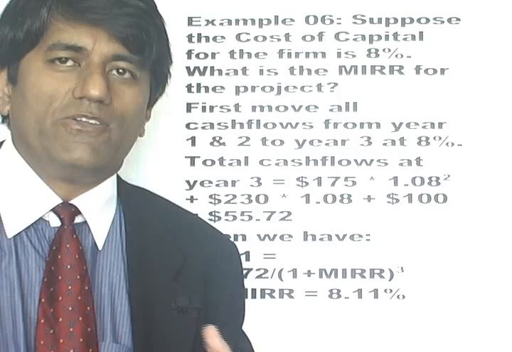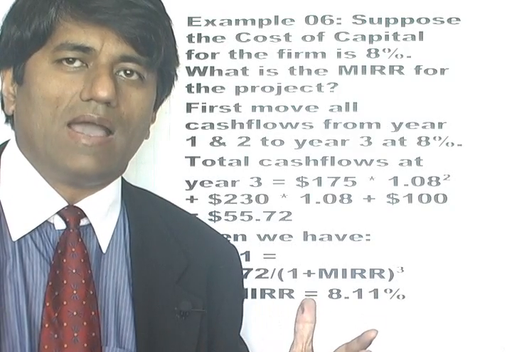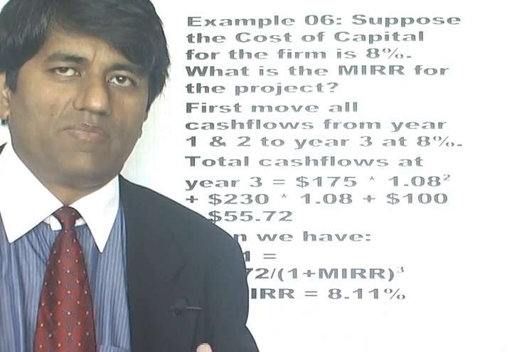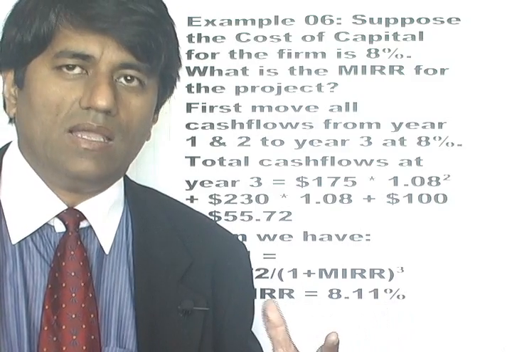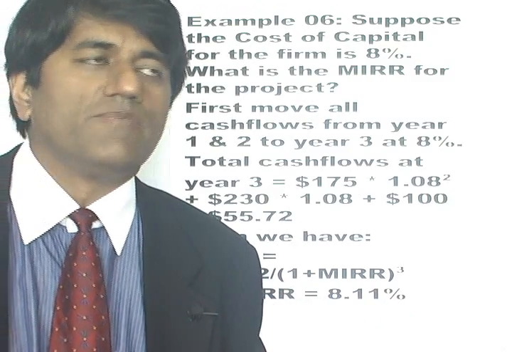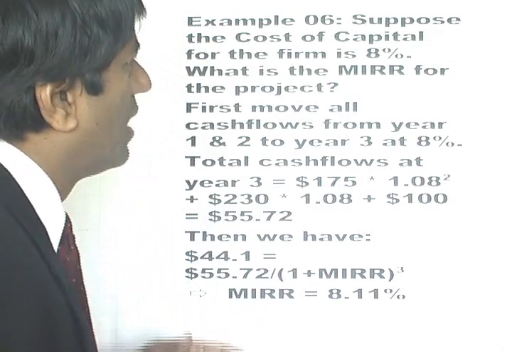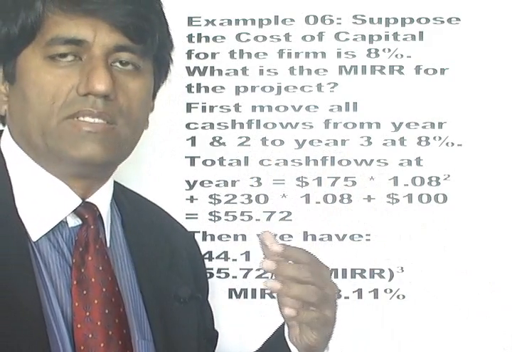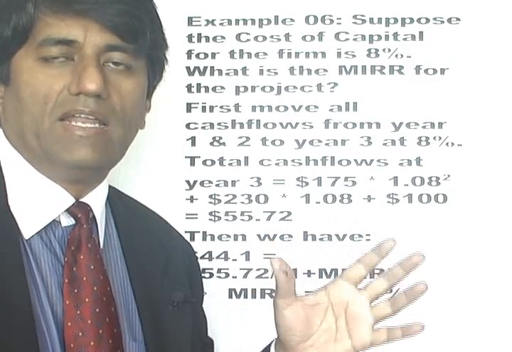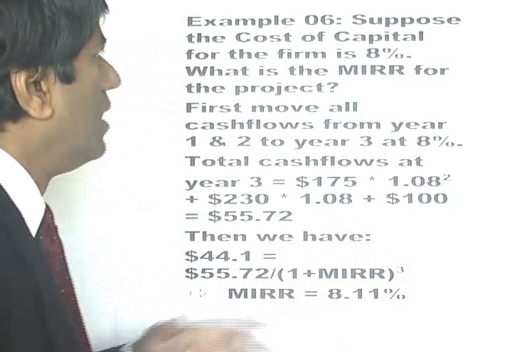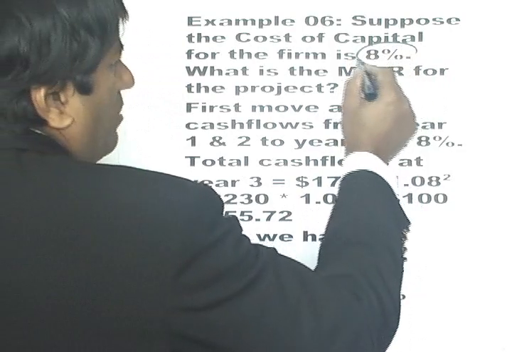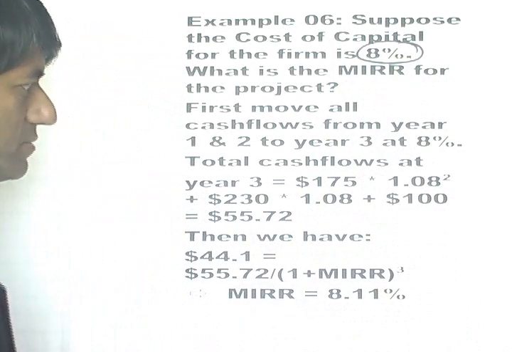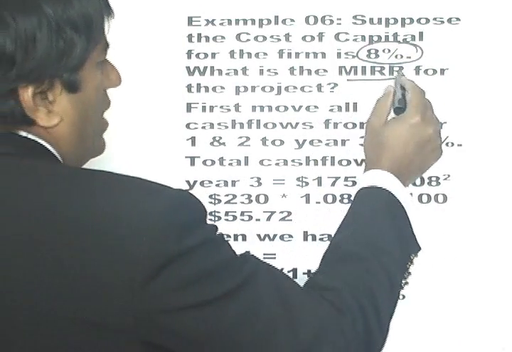So now we are going to use the MIRR idea to find what a reasonable rate of return on the investment is. We use the same numbers as the previous example where we were getting multiple IRRs. Suppose the cost of capital for the firm is 8%, and we want to calculate what the MIRR is for the project.